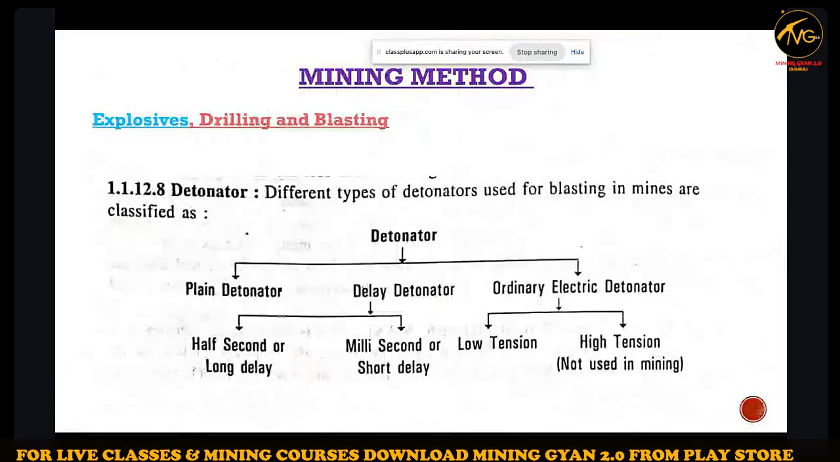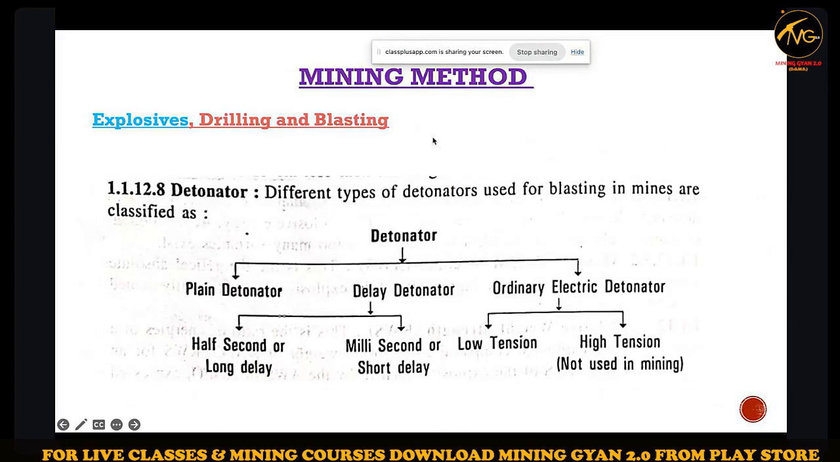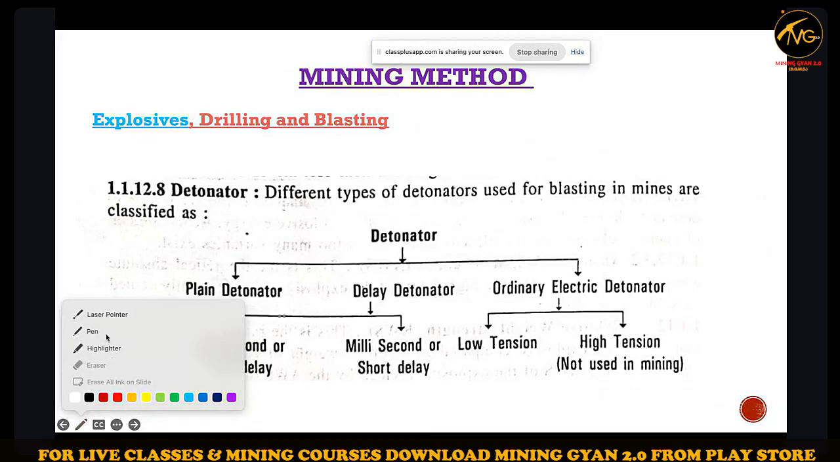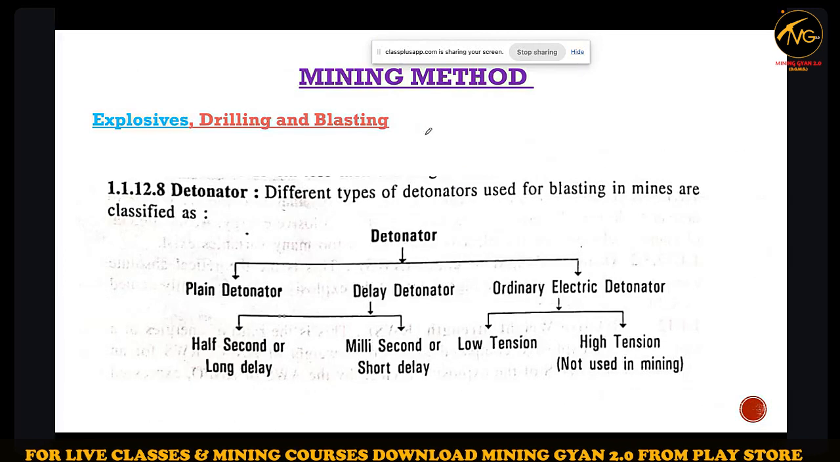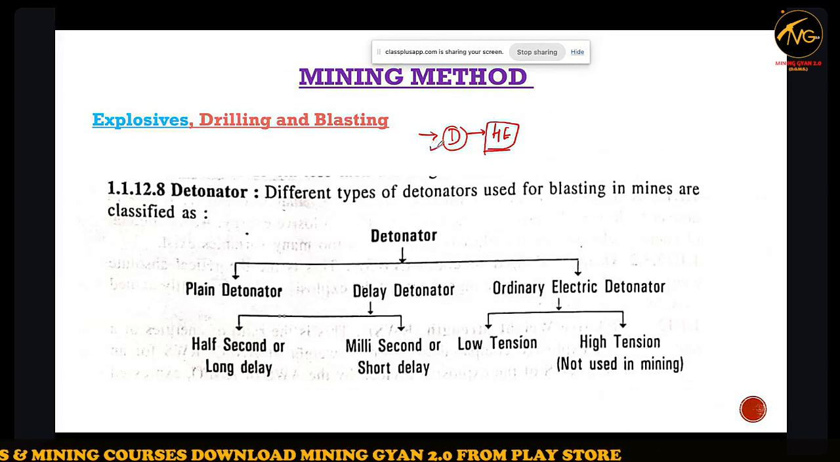Detonator. What is detonator? Why we use detonator? As I said, detonator is used in the high explosive. लो एक्सप्लोजिव में नहीं चाहिए था, हाई एक्सप्लोजिव में चाहिए था. ओके, सो डिटोनेटर, व्हाई वी रिक्वायर डिटोनेटर?